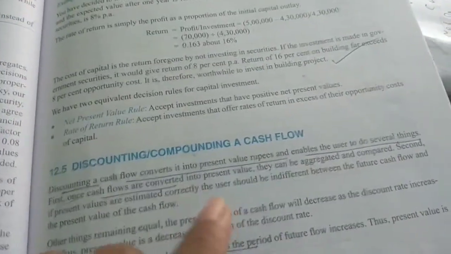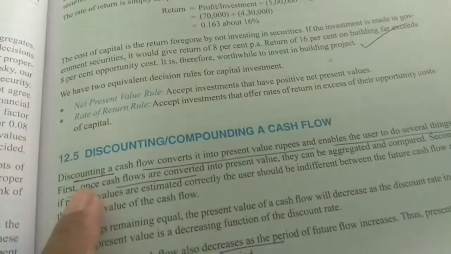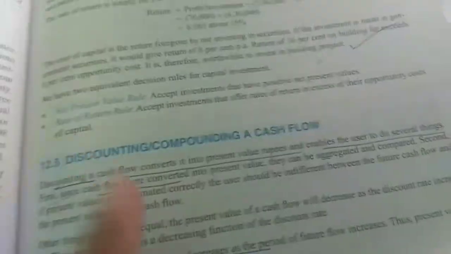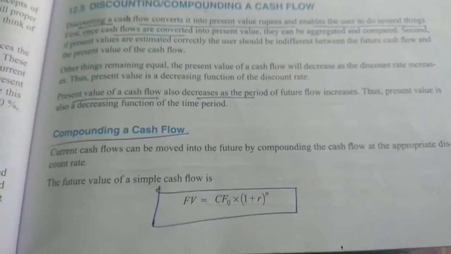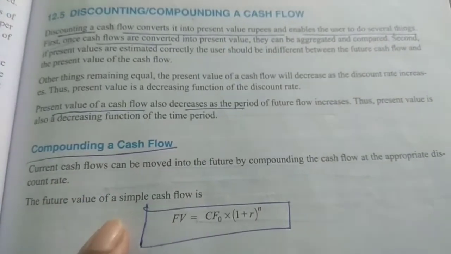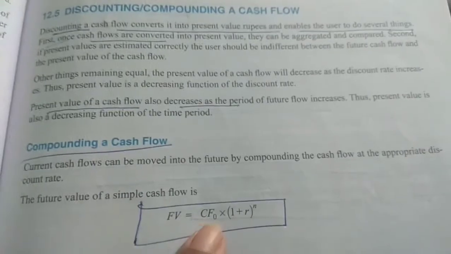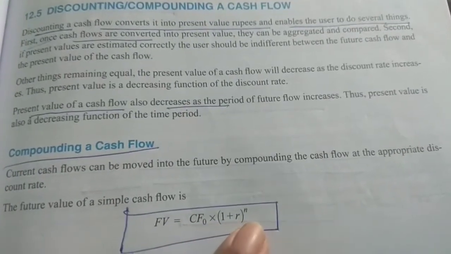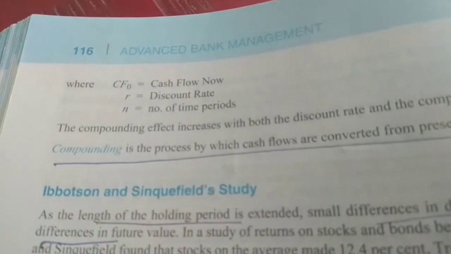That is, if we know future value, we can discount it and find present value. If we know present value, we can compound it and find future value. That's all. So compounding a cash flow: current cash flows can be moved into the future, as future value equals current cash flow times (1 plus R) all raised to n, where CF is the current cash flow, R is the discount rate and N is the number of periods.